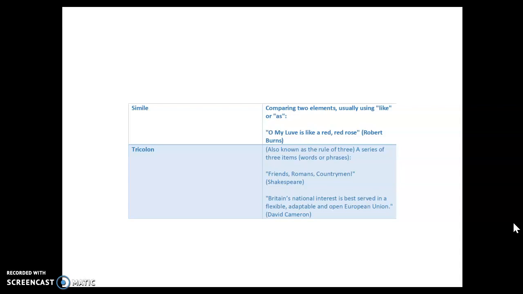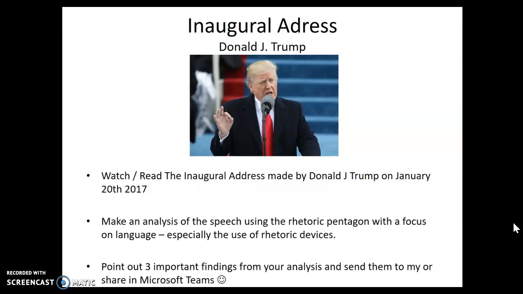So again, use the rhetoric pentagon, and when looking at language, have a focus on forms of appeal, but also these rhetorical devices when analyzing political speeches, because this is what you're going to do now. I have found the inaugural address made by Donald J. Trump when he was inaugurated on January 20th, 1917. No, sorry, 2017. Well, I wish it was 1917.